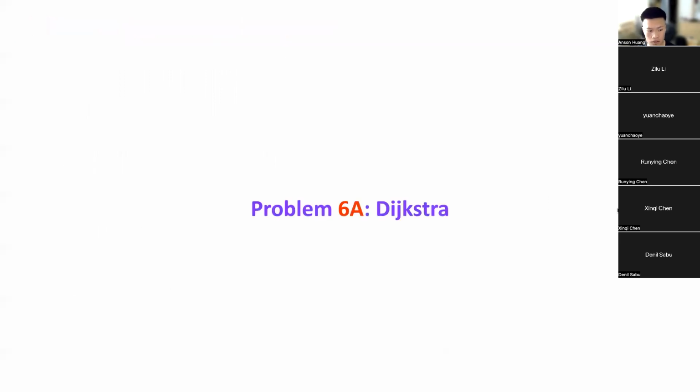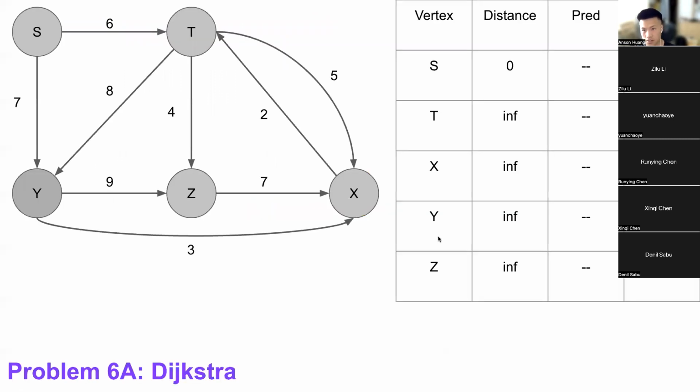Cool. Now let's look at Dijkstra's. So this is going to look similar to the exercise problem. So right here, let's say we want to start at vertex S.